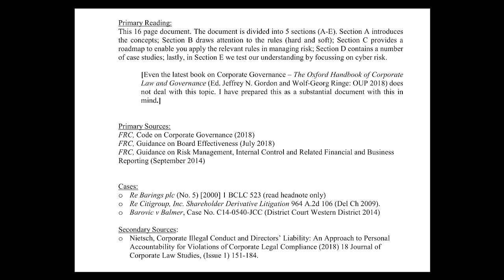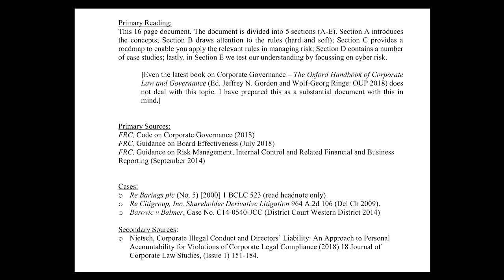What I do, by the way, is introduce these hard rules and soft rules in a coherent way. It's not simply a matter of listing them. I try to show where they come in. For instance, if we're talking about delegation, maybe delegation to management as opposed to delegation to a committee of the board, so you're doing some kind of vertical delegation, there is a company law issue as to whether or not you can delegate. So I try to weave this in so that you understand how these things work. And that's what we do in Section C, to provide a roadmap to apply the relevant rules in managing risk.